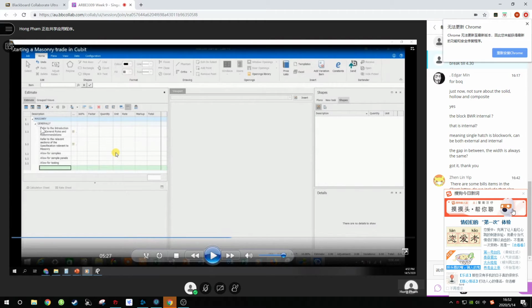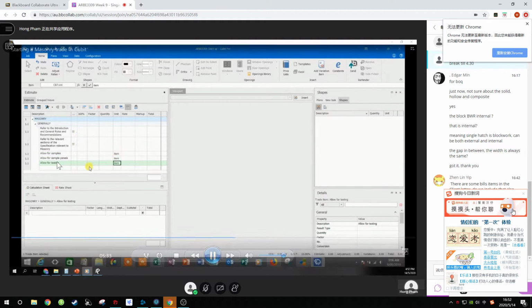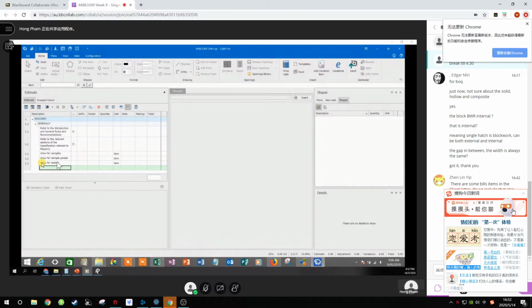So first, you can create this: masonry is a trade, so it's the first level. 1.1 is a preamble, so it gets five items. Allow for sample panels and testing. So you just type inside your Qubit. F4, we'll copy that down. And we come back to our line at the bottom and say, right, we're finished with that. The next thing we want to measure, we'll unindent that because we want to come back to a heading. So we go to the unindent button, unindent, and we'll go common.